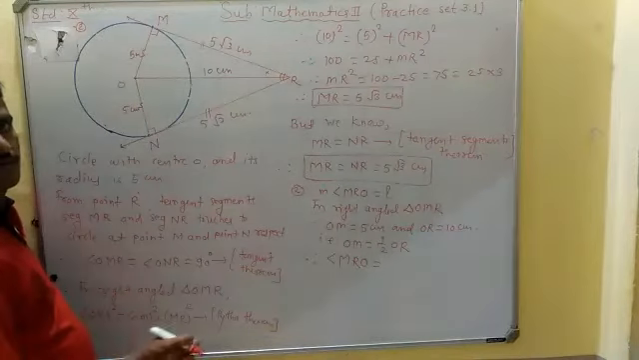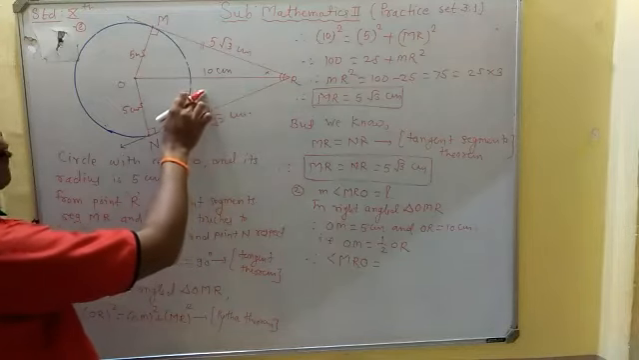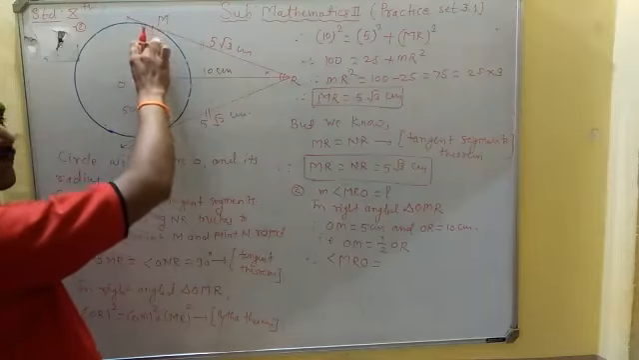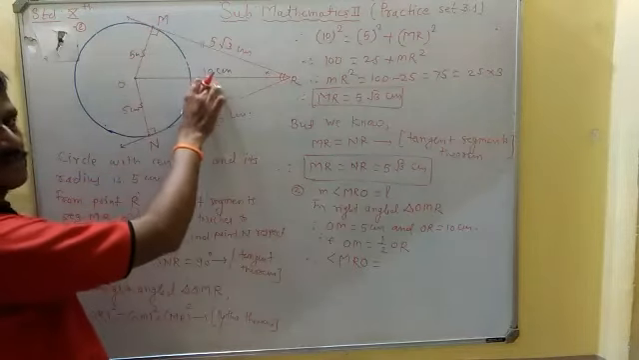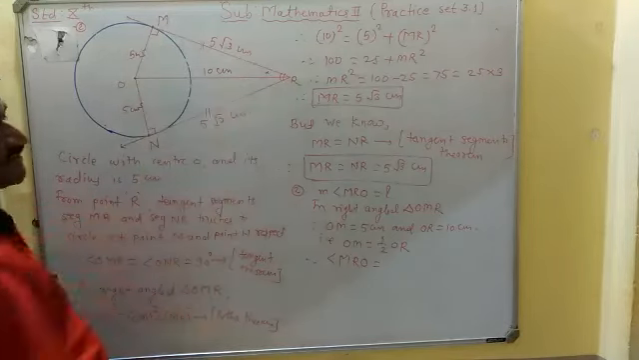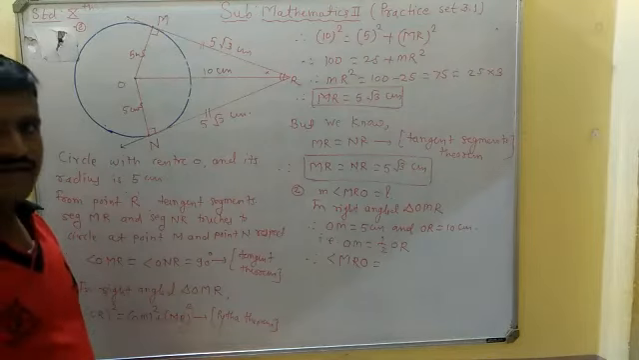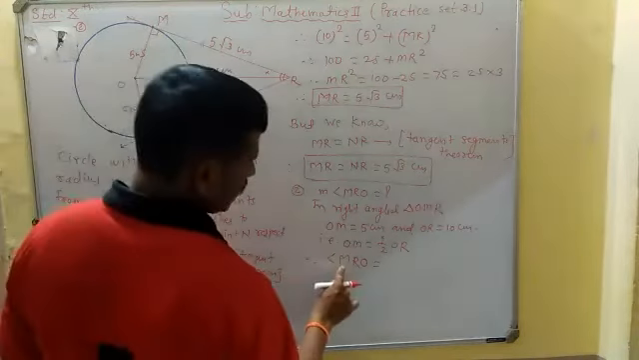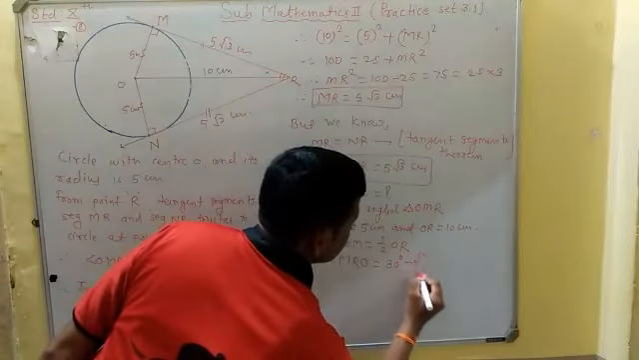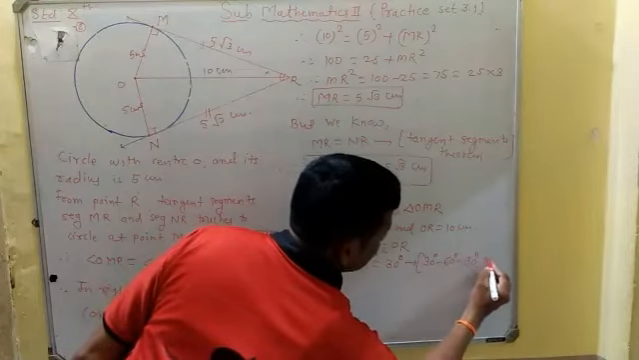From that conclusion, look here, in a right angle triangle, if one side of a right angle triangle is half of the hypotenuse, then the angle opposite to that side is 30 degree. That's the converse of the 30 degree, 60 degree, 90 degree triangle theorem. Therefore, right here MRO is equal to 30 degree. Give the reason: 30 degree, 60 degree, 90 degree triangle theorem.